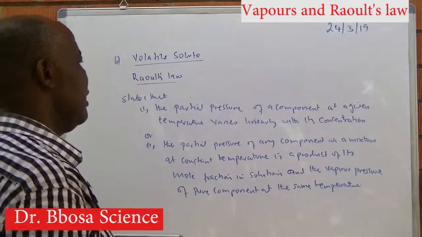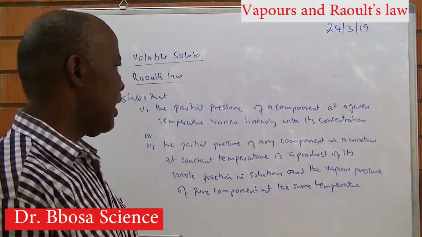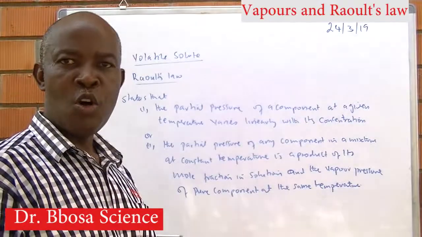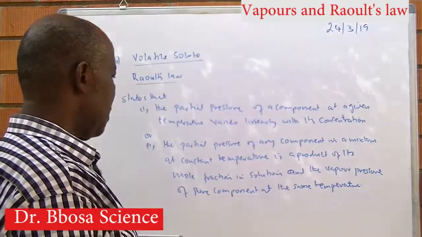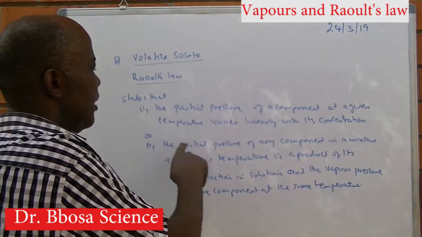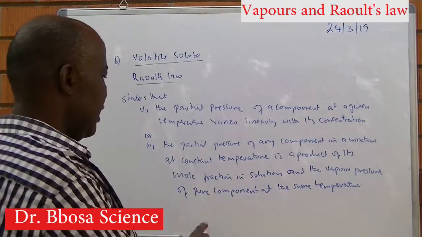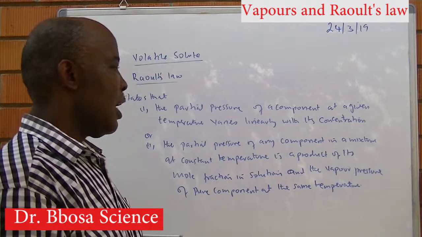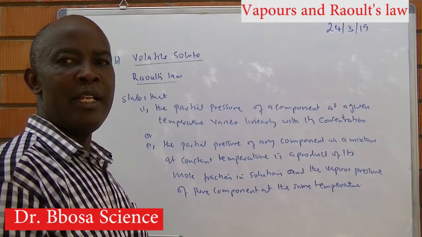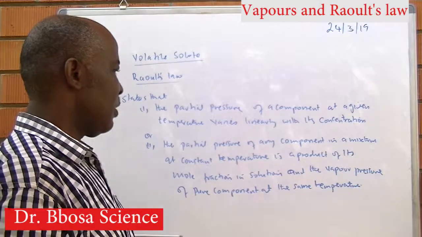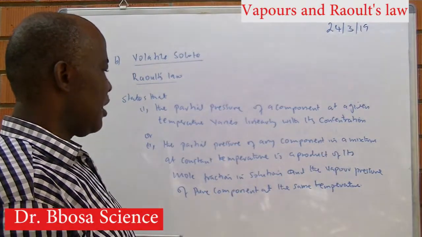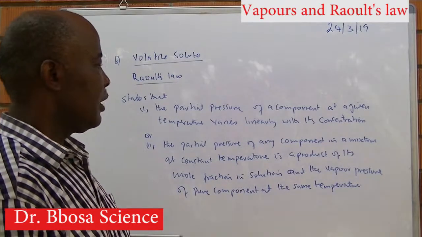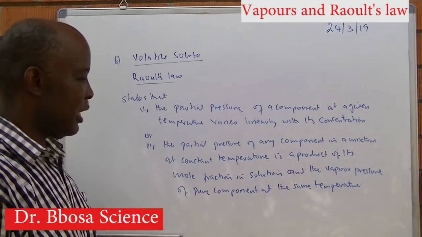Raoult's law states that the partial pressure of a component at a given temperature is proportional to its concentration. The partial pressure of any component in a mixture at constant temperature is the product of its mole fraction in the solution and the vapor pressure of the pure component at the same temperature.